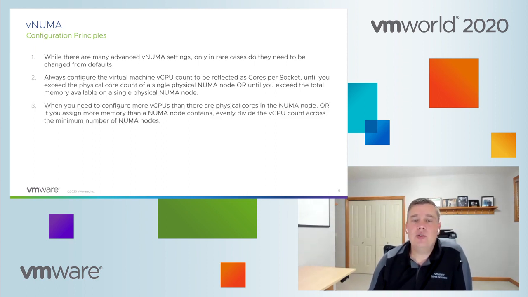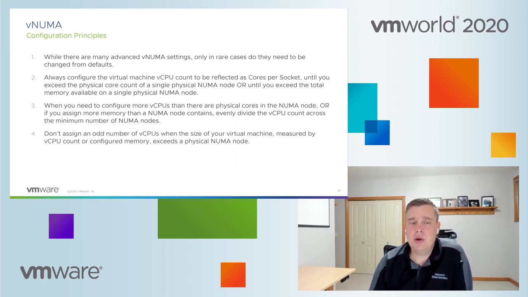Now, when you need to configure more vCPUs than there are physical cores in the NUMA node, or you have to assign more memory to that VM than is available in a physical NUMA node, we want to evenly divide the vCPU count across the minimum number of NUMA nodes. And again, we'll look at an example to solidify that.